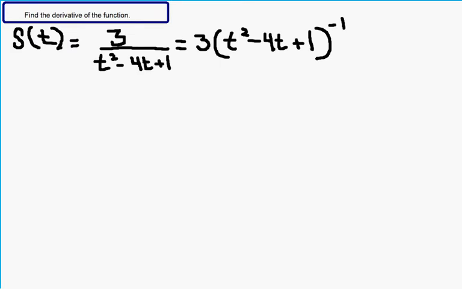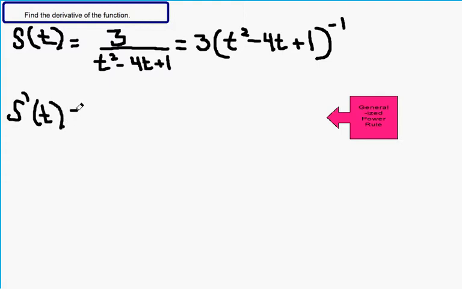I've chosen to rewrite s of t as 3 times the denominator to the negative 1 power. So I've rewritten, and now I can just use the generalized power rule to find s prime. Let's find s prime. The derivative s prime of t: now we have that scalar 3 from the original function.